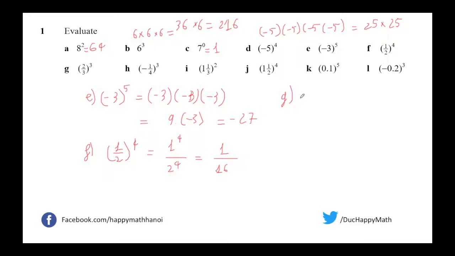G is 2 power to 3 and 3 power to 3, which means 8 and 27. Okay, you can go ahead with questions H, I, J, K, and L. It's quite easy because this exercise is just calculation, or you can write it out by yourself.